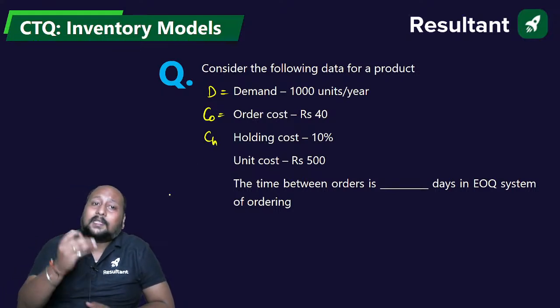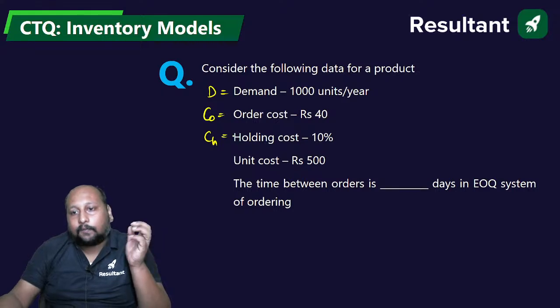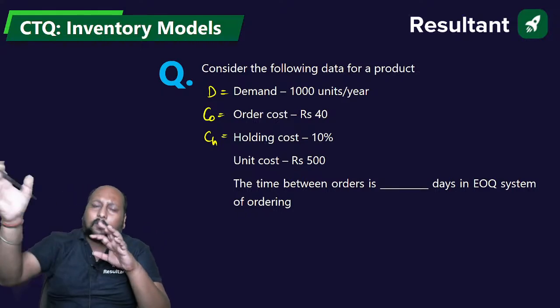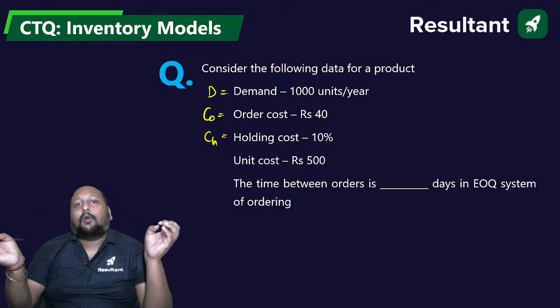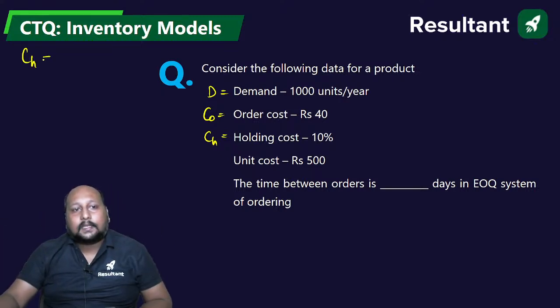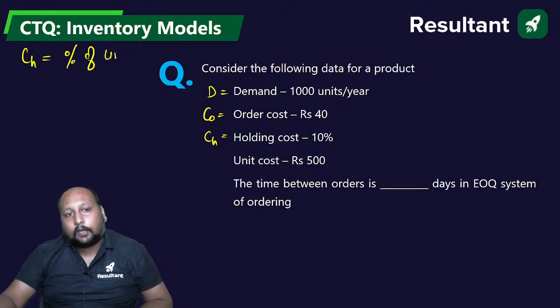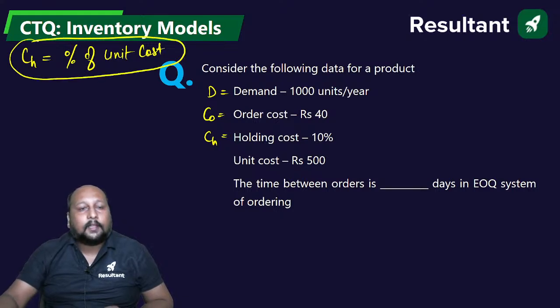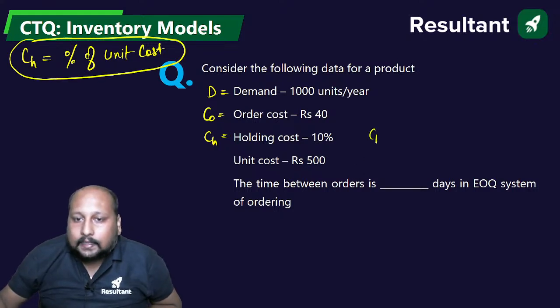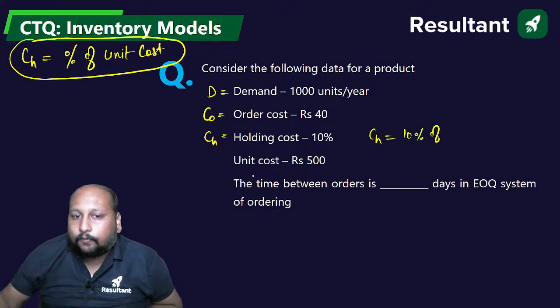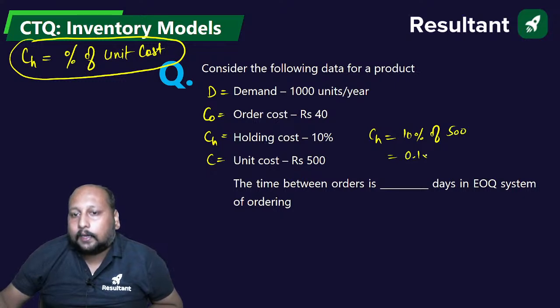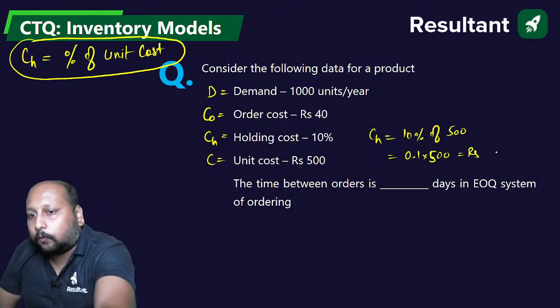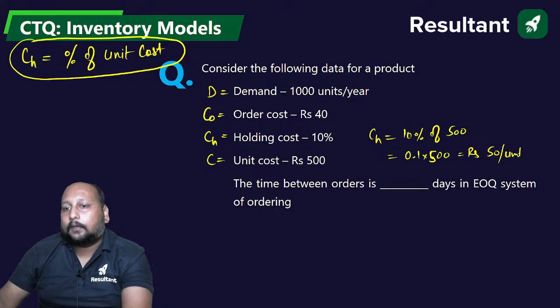Now they are saying that holding cost is 10%. Whenever you are given this kind of data, a percentage of some value, if nothing else is mentioned, you always need to take the holding cost as the percentage of the unit cost. The holding cost will always be the percentage of the unit price or unit cost. So I can say CH will be equal to 10% of the unit cost, which is 500. That is 0.1 into 500, which equals 50 per unit per year.